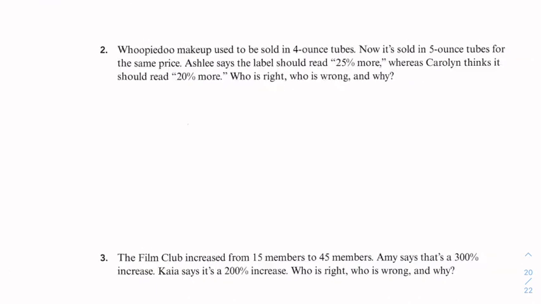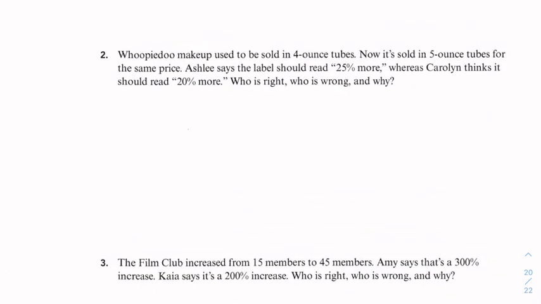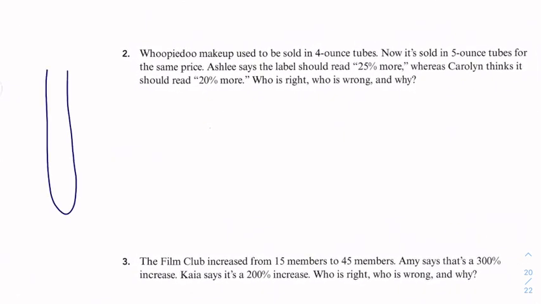Whoopie-doo makeup used to be sold in 4-ounce tubes. Now it's sold in 5-ounce tubes for the same price. Ashley says the label should read 25% more, whereas Carolyn thinks that it should read 20% more. Who is right and who is wrong? So if we set it up again, we have ounces and percents, and it used to be sold in 4-ounce bottles, and now it's sold in 5-ounce bottles. We know that this went up by 1 ounce, and the question is, how much did it go up by in percents? I'd like you to think about who is right and who is wrong and why.